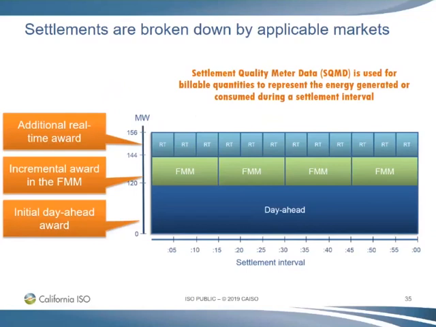When looking at the megawatt quantities, the 120 megawatts that were awarded in day-ahead will be paid at the day-ahead price. The additional 24 megawatts awarded during the FMM run will be paid at the FMM price, and the additional 12 megawatts on top of that, additionally dispatched in the 5-minute market, will be paid at the real-time dispatch or the 5-minute market price.